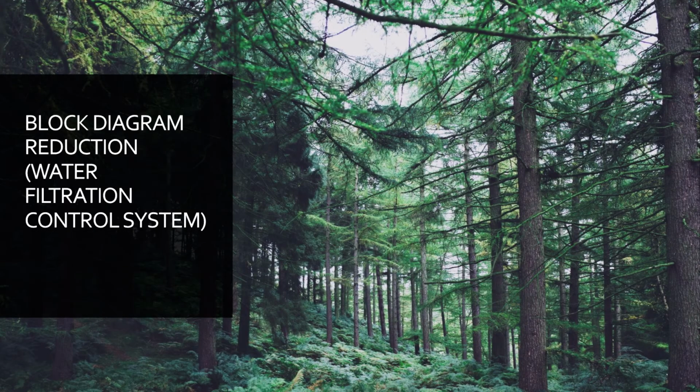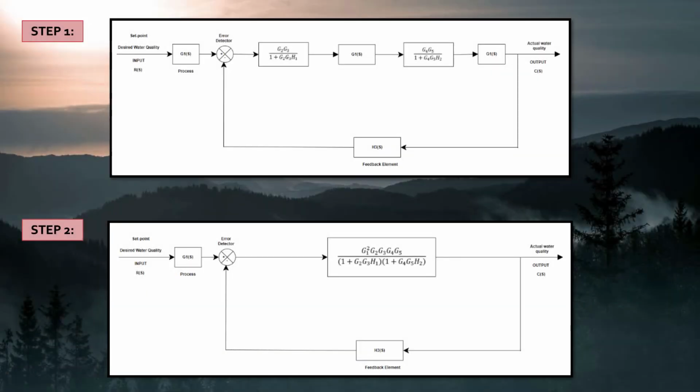And this brings us to the next section, which is the block diagram reduction for our water quality control system. The main objective of simplifying the block diagram is to reduce the multiple blocks into one single block. Therefore, in step 1, the inner branches were reduced, hence blocks G2, G3 and H1 were combined, as well as blocks G4, G5 and H2.